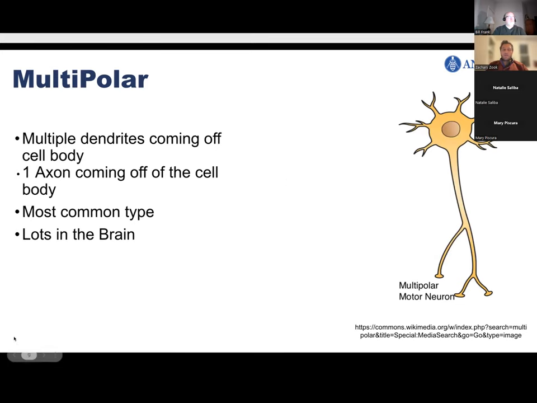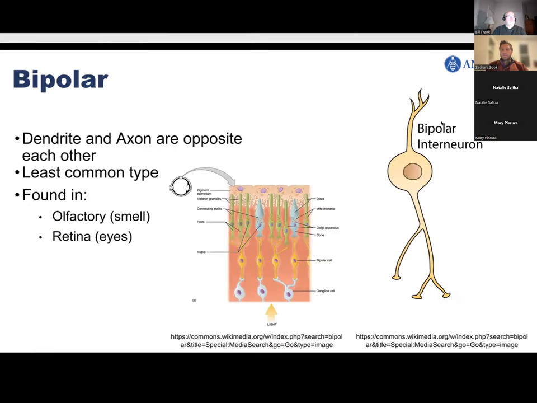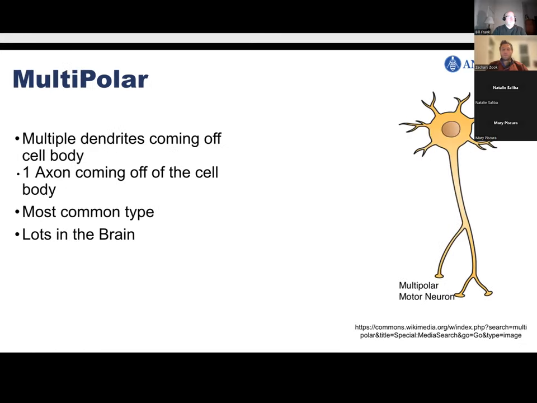So it's not like in the, let me see if I can go back. It's not like in the bipolar neuron where all of the dendrites sort of accumulate into one, which enters the cell body. This is a little different where all of the dendrites attach directly to the cell body. And then the cell body processes and accumulates that signal and then sends it down its axon when it is the appropriate time. So there's multiple dendrites coming off the cell body, but there's always only one axon coming off of this cell body in the multipolar neuron.